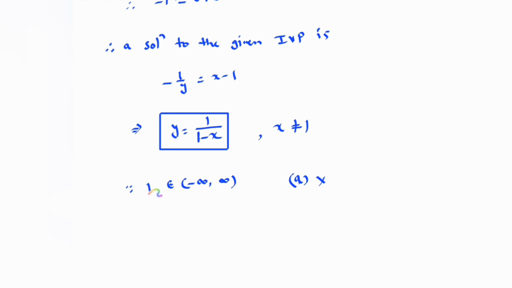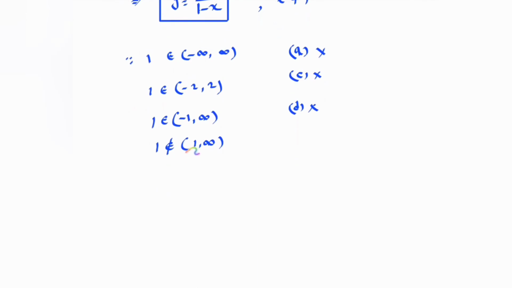Now we analyze the options. The first option is minus infinity to infinity. Since 1 belongs to that interval, this option is not correct. Option C is -2 to 2. Since 1 belongs to that interval, this will also be incorrect. Similarly, option D is incorrect. Now in option B, the interval is given as 1 to infinity. Since it is an open interval, 1 is not a member of this open interval. Therefore option B is the correct option.